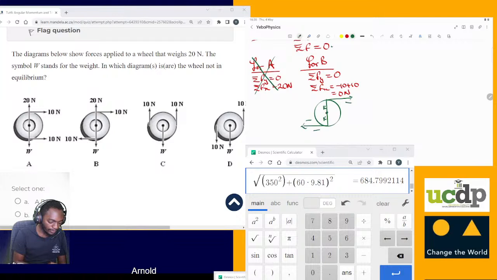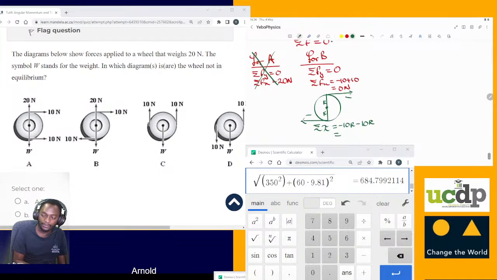Negative. So summation of the torque, excuse me, will be equals to negative 10 times the distance r minus 10r again. So it's going to be equals to what? Negative 20r. So we see that for this reason we will eliminate B. Why? Because the summation of the torque is not adding up to a 0. Then let's check for C.